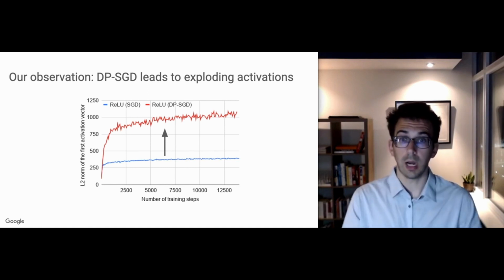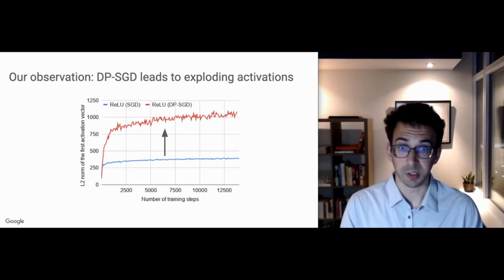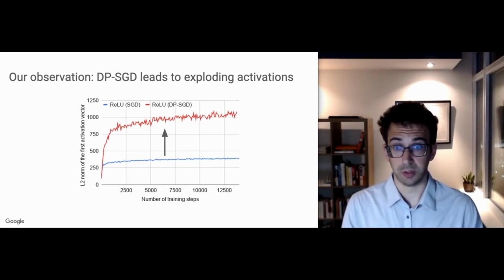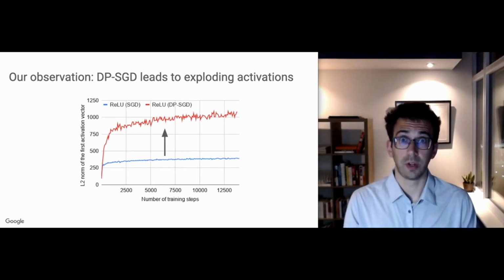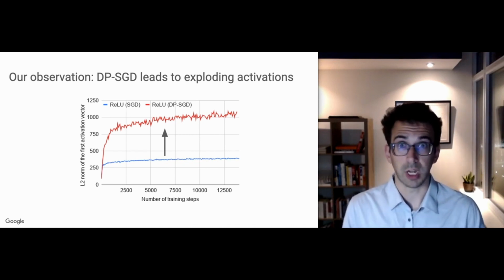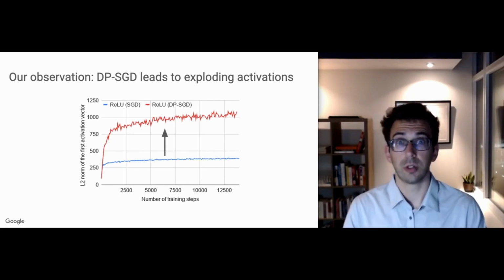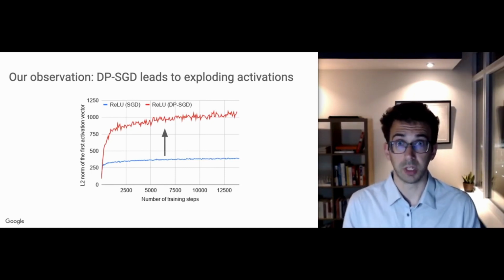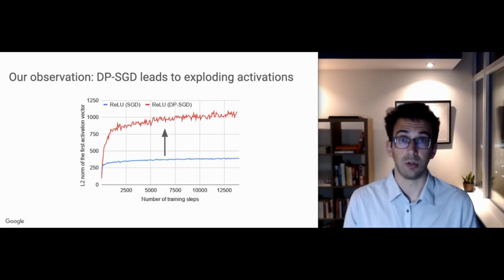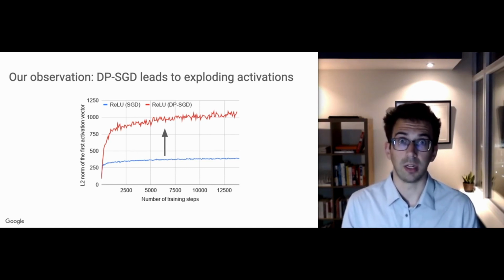Here I'm illustrating this phenomenon on a network trained with MNIST data, where we can see that the blue curve represents the magnitude of the activations on the first layer of the neural network before we switched to private learning. So this is a model trained with normal stochastic gradient descent. And when we switch to DP-SGD to have a privacy-preserving learning procedure, we can see that the activations increase 2 to 3 times in magnitude for that same layer in the architecture.